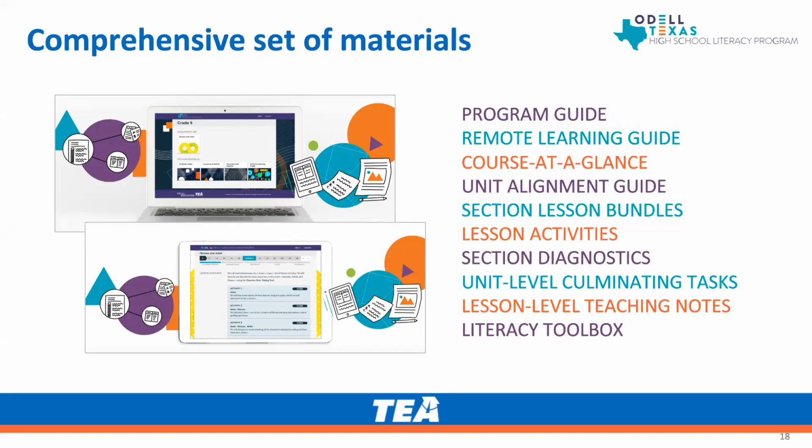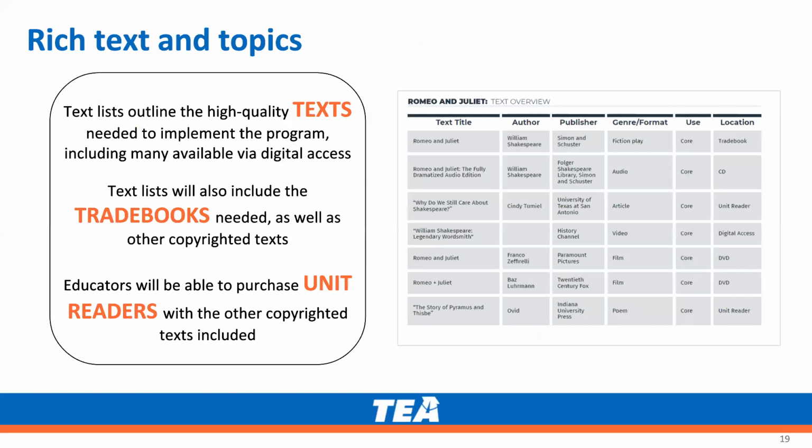learning guide, and then for each English course, there is a course at a glance, followed by unit alignment guides. So these are TEKS alignment guides. And then each unit has a section lesson bundle, including lesson activities, section diagnostics, unit level culminating tasks or end of unit assessments, lesson level teaching notes, and a robust literacy toolbox. So we're going to dive into some of these today, and you'll actually get to sample a small portion of these later today.